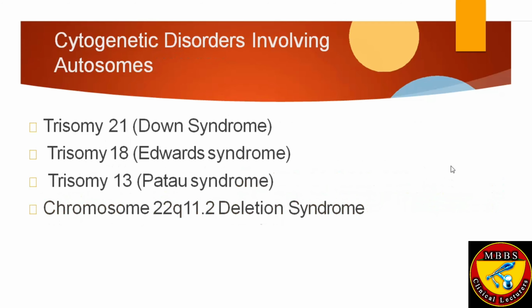Cytogenetic disorders usually involve autosomes, that is trisomy 21, which we call Down syndrome, trisomy 18, Edward syndrome, trisomy 13, which we call Patau syndrome, and chromosome 22q11.2 deletion syndrome.